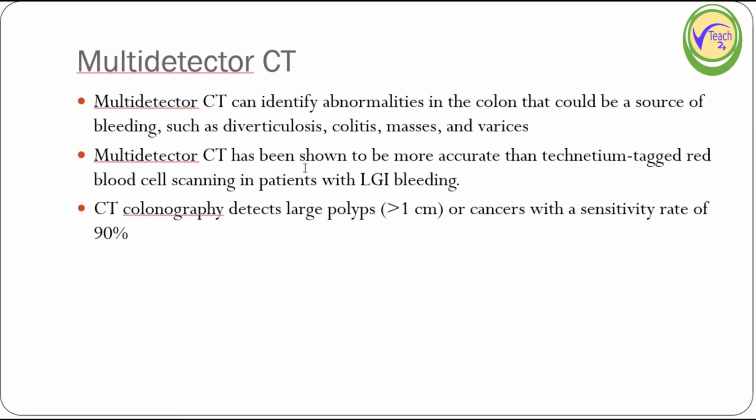CT scan has been shown to be more accurate than technetium-tagged RBC scanning in patients with lower GI bleeding. We can also perform CT colonography to detect larger polyps of more than 1 centimeter or cancers with a sensitivity of around 90%.